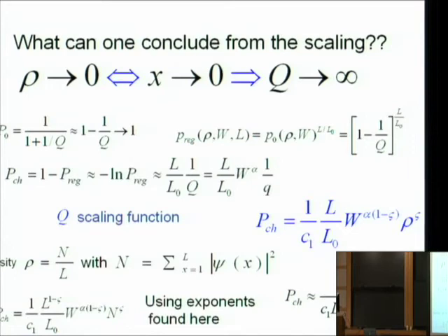Now we need to see it for the size L. So we raise it to the power L over L0, and we take it to the 1 over Q. Now we substitute. The probability of being chaotic is defined as 1 minus the probability of being regular. And for small P, this is just the log of it. And then you take basically the log of this quantity, and this is what you find after you substitute the large Q. The large Q was w alpha over the small Q. Now you use the scaling that you find numerically, and you find this form. And now you have rho to the zeta here.